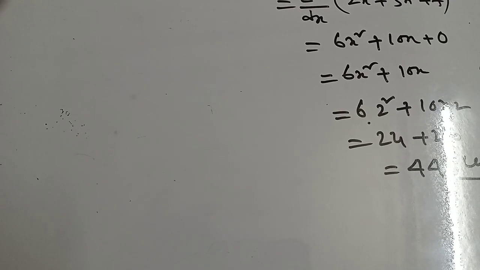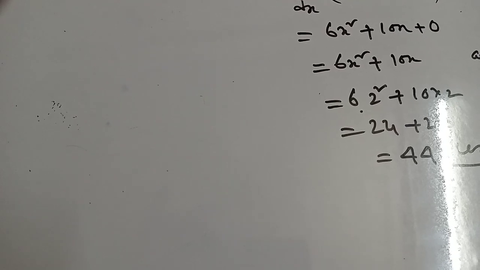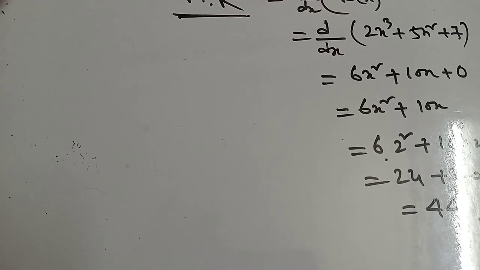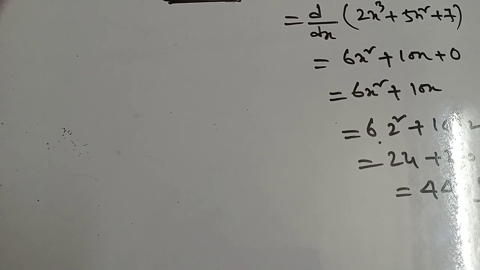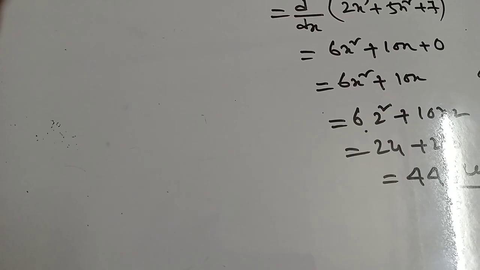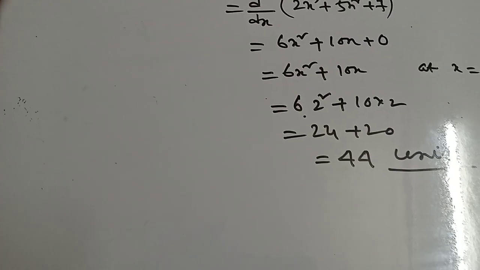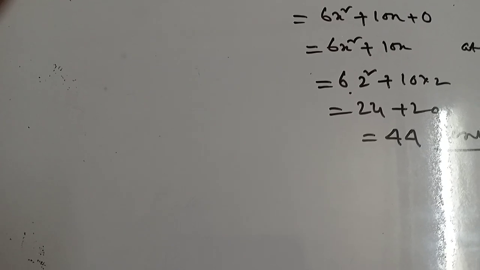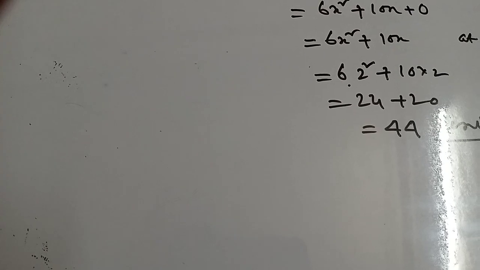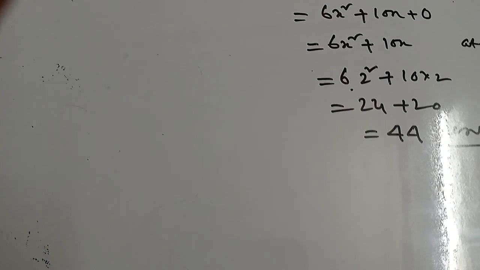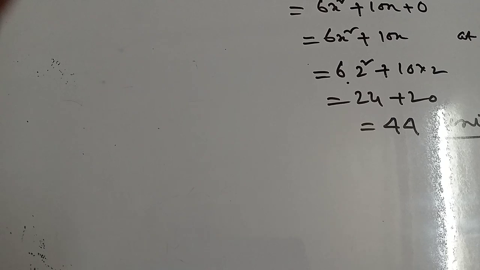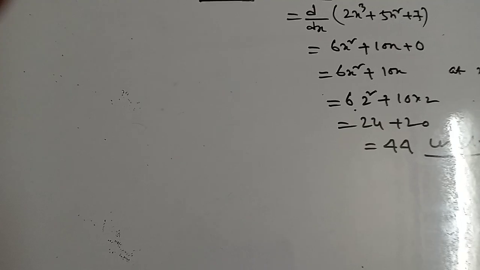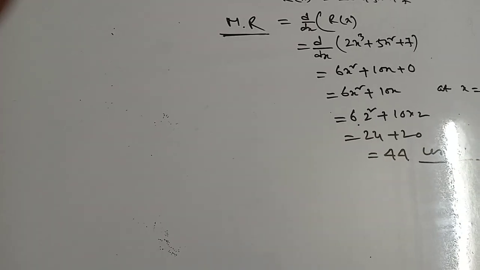Now it will be 6x square plus 10x plus 7. So it is constant, that means it will be 0. And here 2x cube, that means 2 into 3, x to the power 3 minus 1, 2. Plus 5 into 2, x to the power 2 minus 1. Here given point is x equal to 2. That means put the value of x equal to 2. That means 6 into 2 square plus 10 into 2, 24 plus 20. That means 44 unit. This is the MR of the function. Okay.